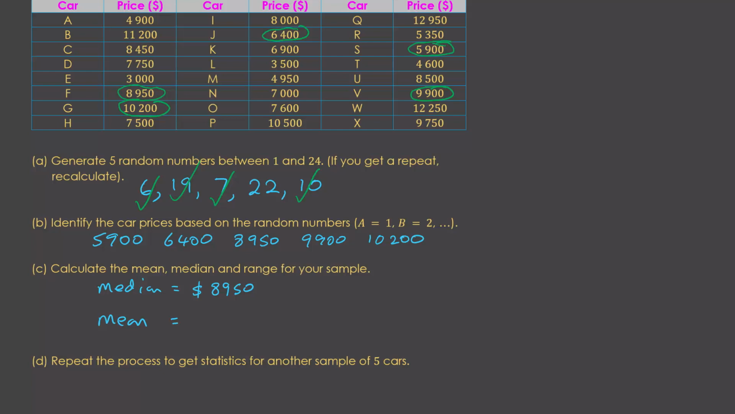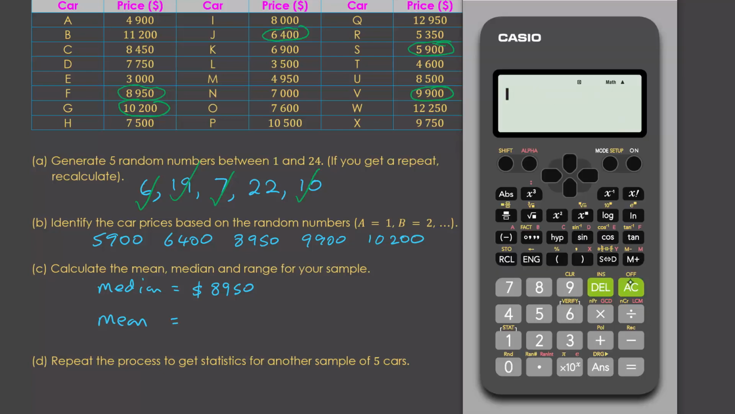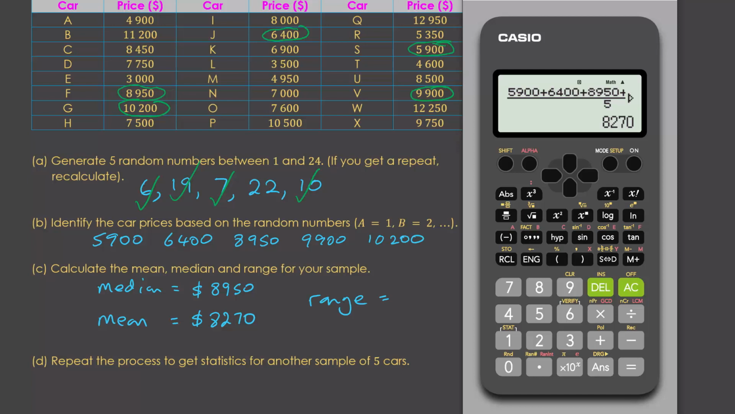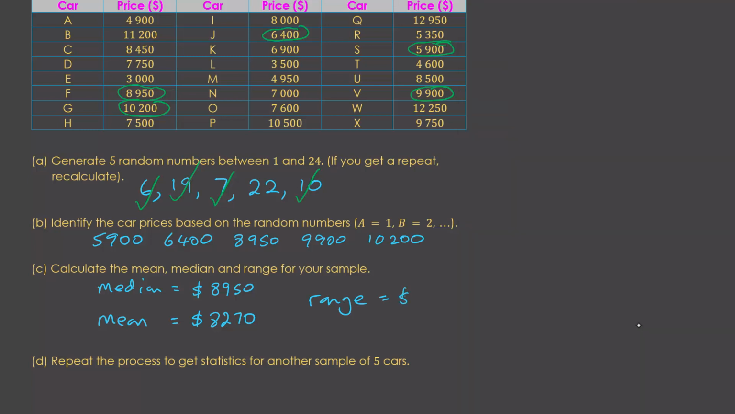And we need to calculate the mean. So, I'm going to use a fraction template and put in my values. 5900, add 6,400, add 8,950, add 9,900, add 10,200, divide that by 5, 8,270, and the range is going to be 10,200, take away 5,900, and that's 4,300.